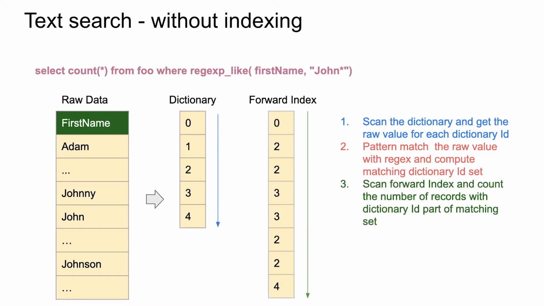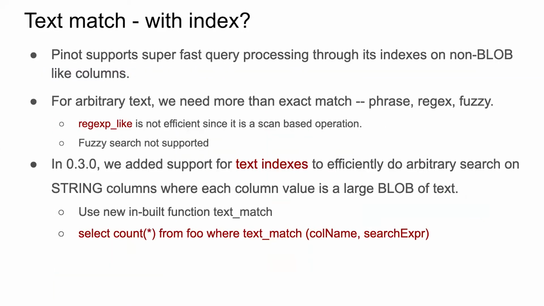So how can we make this more efficient? Basically, what is missing in regular expression searches is the presence of a text index. As we just saw, Pinot supports efficient query processing on primitive columns through a combination of dictionary encoding and inverted index. But for arbitrary text searches, we need two things. First, we need more than regular expression search or phrase search. We also need fuzzy search, which is like an edit distance search. Today, the current support in Pinot, which is regexp-like, does phrase searches and regex searches. It doesn't do fuzzy searches. And as we just saw, it uses a full table scan instead of an index, so it is not efficient.